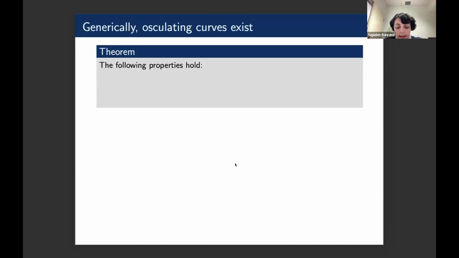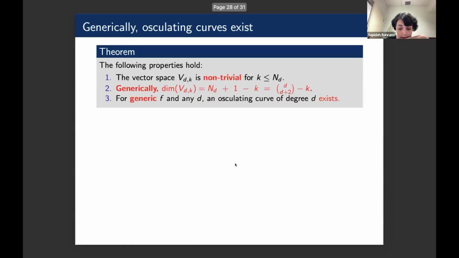And importantly, for generic functions f(x), osculating curves exist for any degree d. This is guaranteed by the fact that the dimension of the osculating space is non-trivial for appropriate values of k, as shown by this theorem, and we have proved this theorem in our paper, which was presented in CASC 2024.